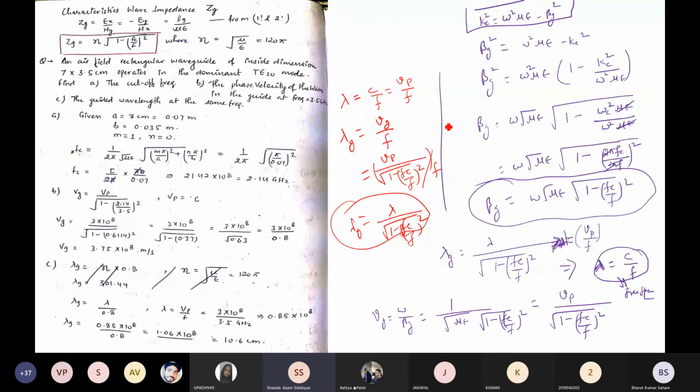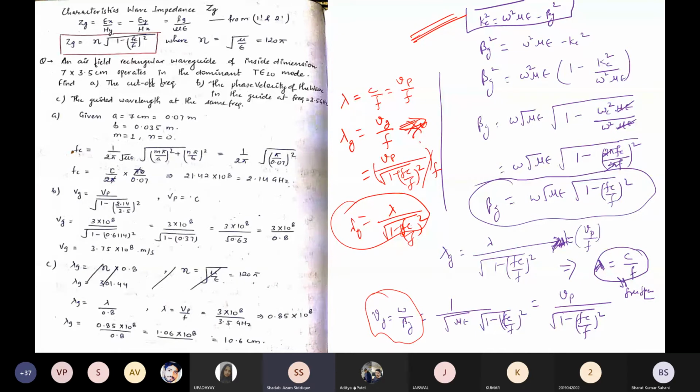All these equations can be solved from this equation only. See, the root equation is this one, we started with this one. We know group velocity can be written as omega by beta g. And we know simple wavelength can be written as c by f, which is nothing but vp upon f. And the guided wavelength is equal to guided velocity divided by the operating frequency. So you should understand this equation.